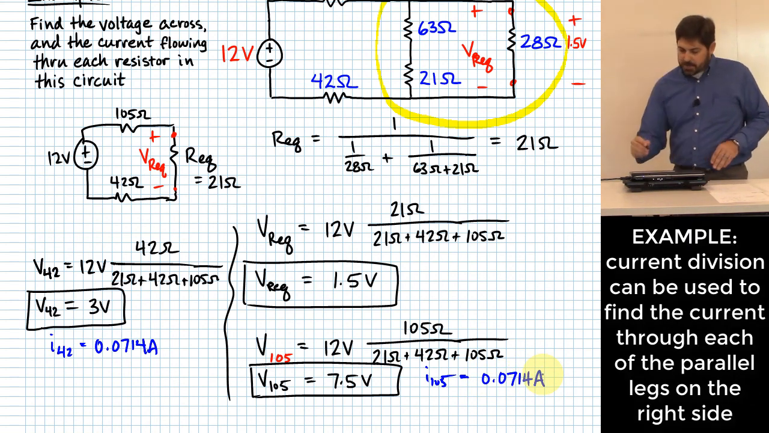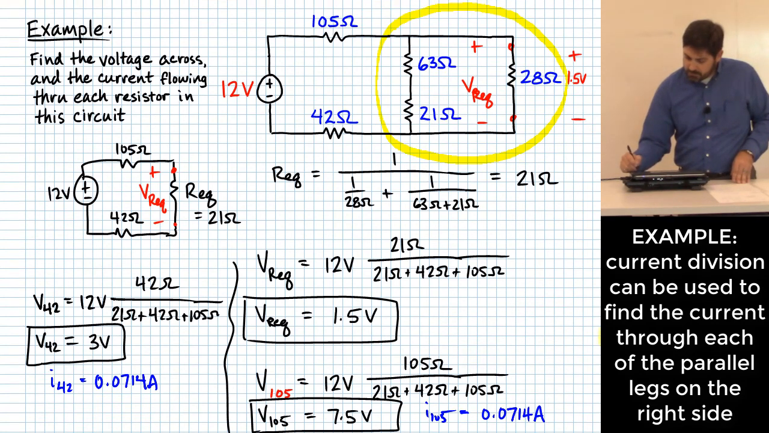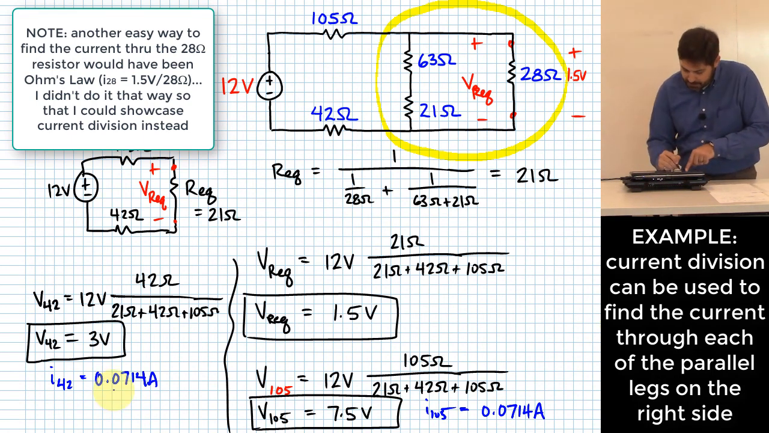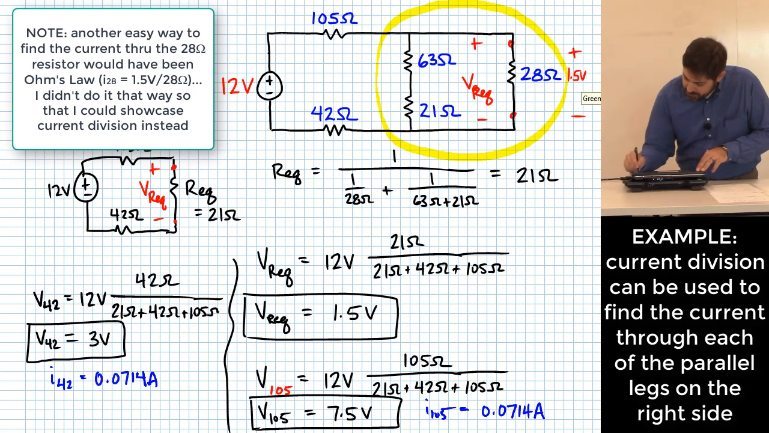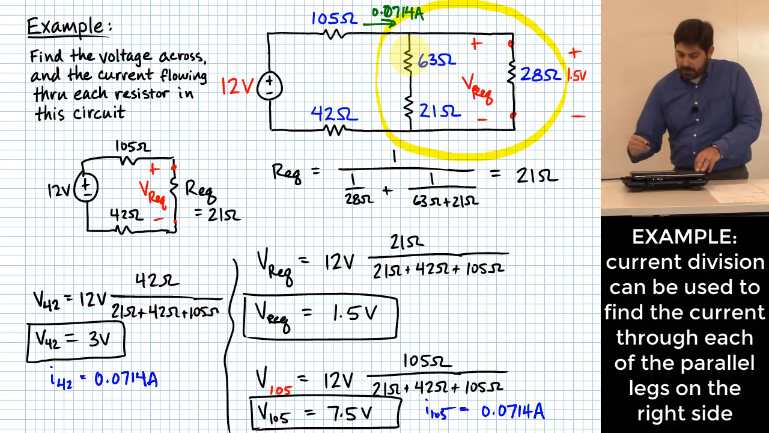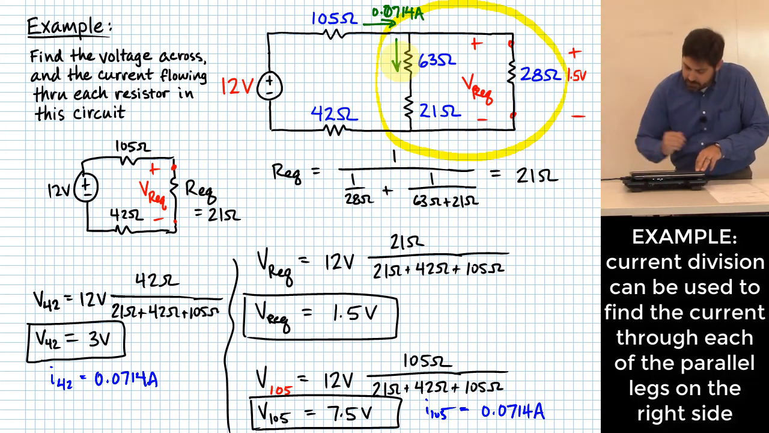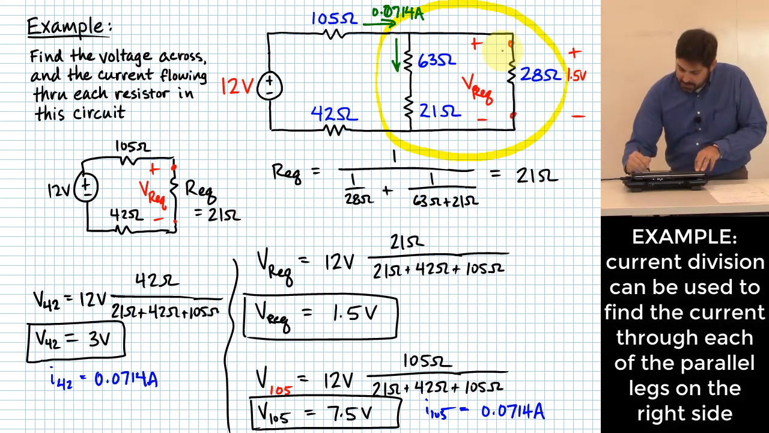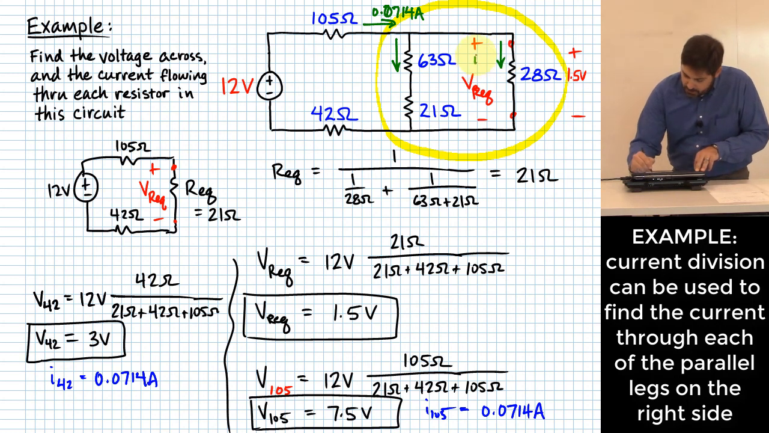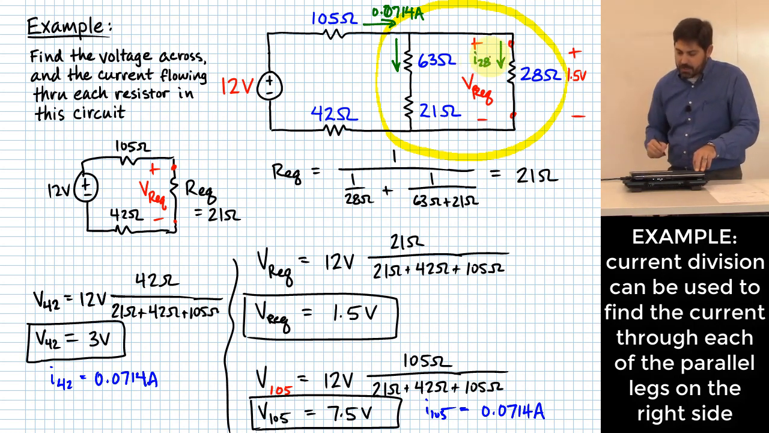Does it tell me how much current goes through the 28 ohm resistor? What do I need to figure that out? Current division would be a good way to do that, right? Because when I found this 0.0714 amps, that is how much current is flowing here. 0.0714 amps is how much flows here. Where does that current have to go? Some of it goes through this leg, and some of it goes through that leg. This is going to be the I-28, right, current through the 28 ohm resistor.